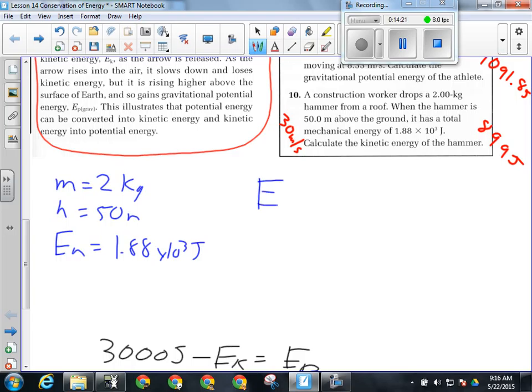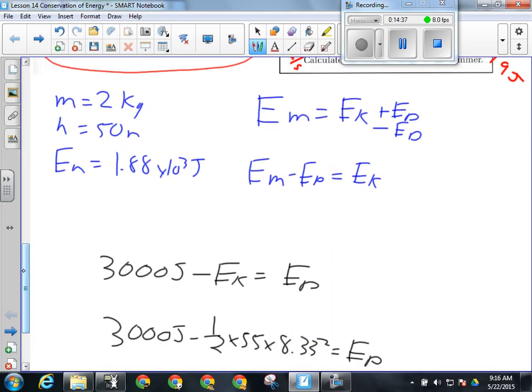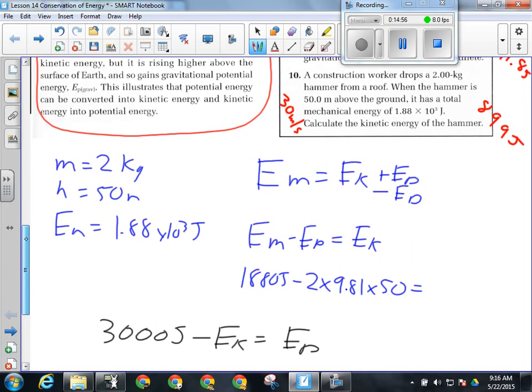So mechanical energy equals kinetic plus potential. If I want to find kinetic, I subtract potential from both sides. So I'm left with this: mechanical energy minus potential energy equals kinetic energy. Then I can plug in my numbers: 1,880 joules minus m, which we said was 2 kilograms, times g, 9.81, times the height, which was 50 meters. And that should leave us with the kinetic energy being 899 joules. Everybody with me there?